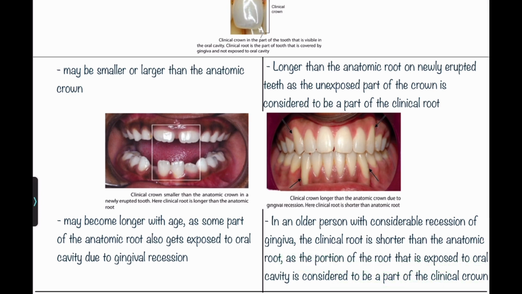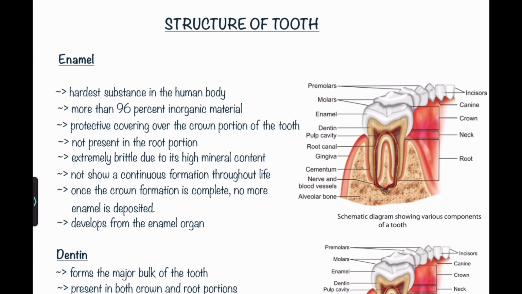Now let's talk about the structure of the tooth. The tooth is composed of three hard mineralized tissues: the enamel, the dentin and the cementum, and one soft tissue component, the pulp. Enamel is ectodermal in origin, while all other tissues of the tooth are mesodermal in origin.